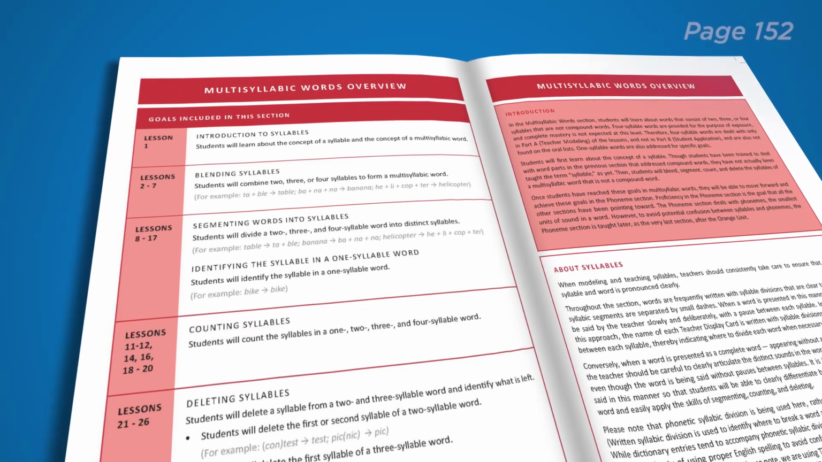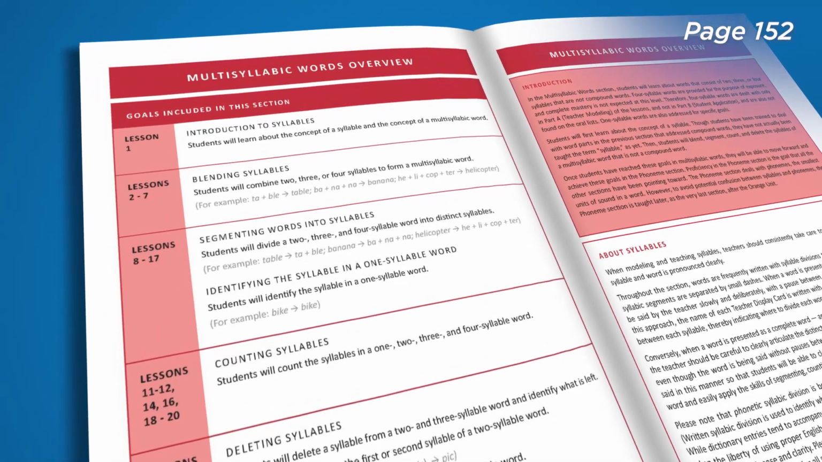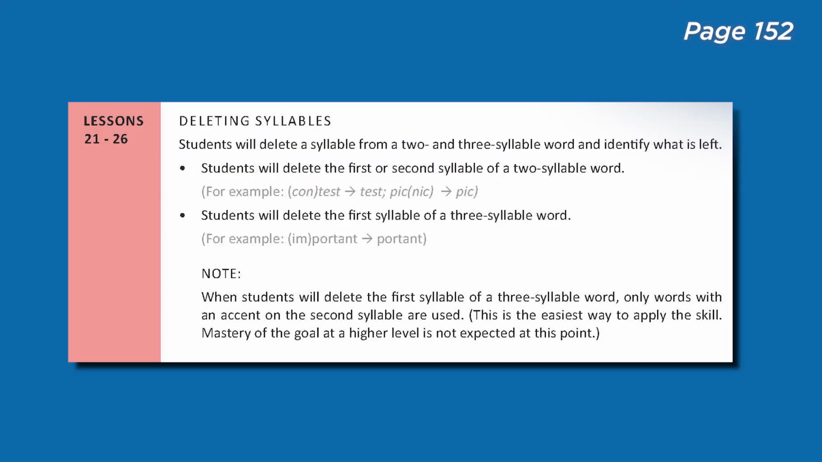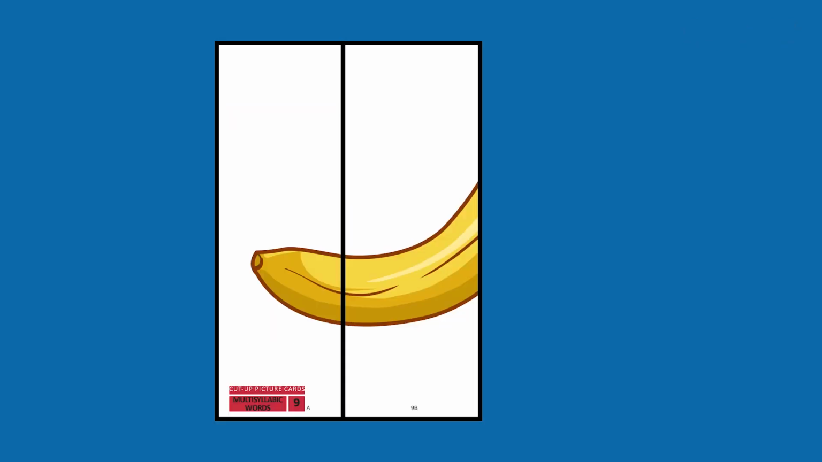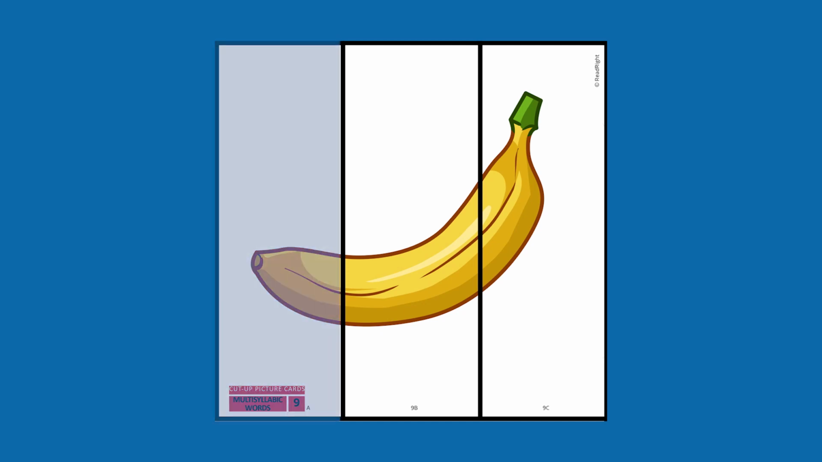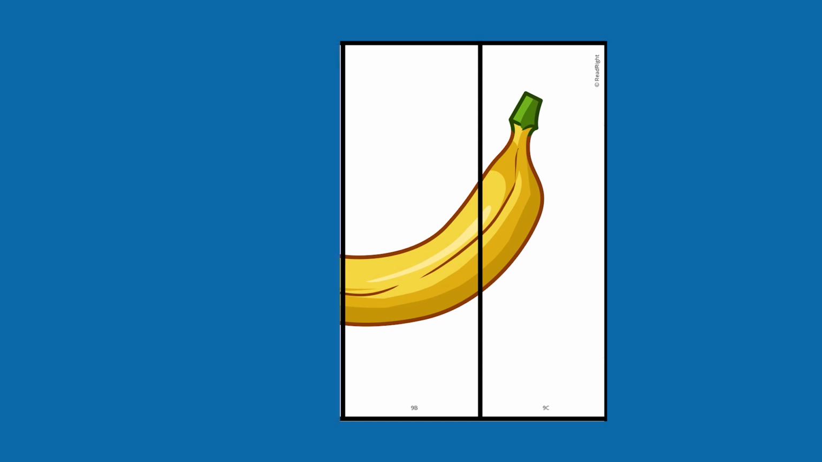Ta. Next, 3-syllable words. Students will delete the first syllable of a 3-syllable word. For example, let's look at the word banana. If we take away the ba, what is left? Nana. Note, when students delete the first syllable of a 3-syllable word, only words with an accent on the second syllable are used. This is the easiest way to apply the skill. Mastery of the goal at a higher level is not expected at this point.